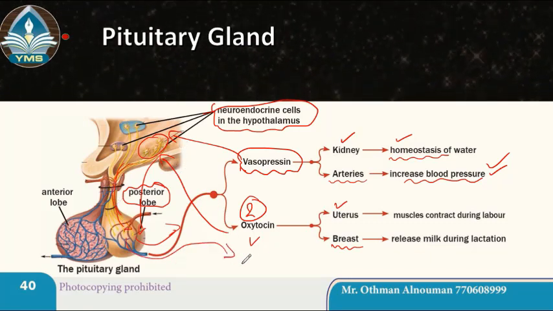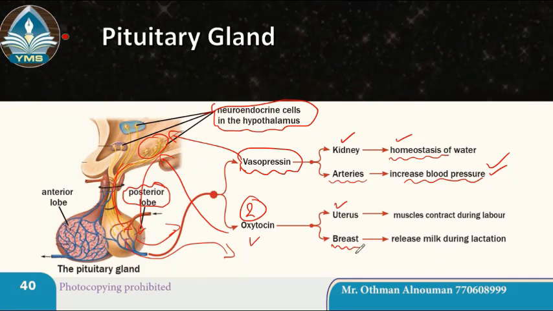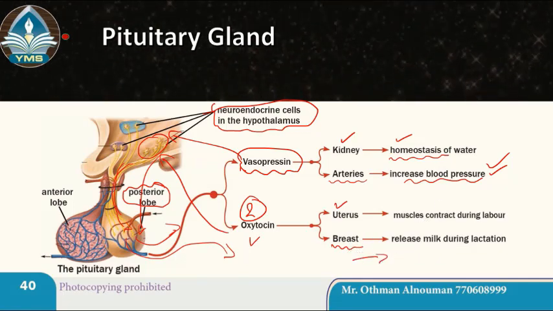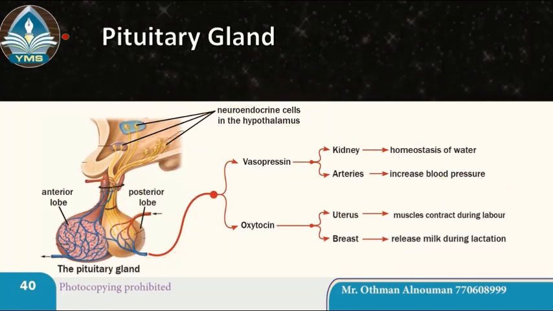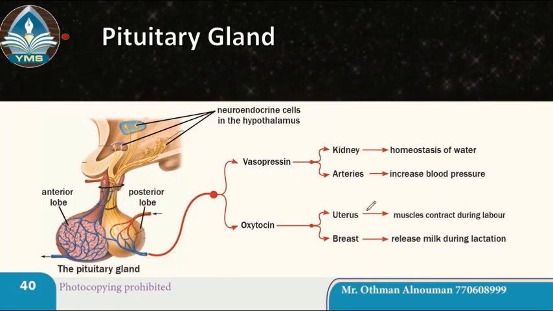This hormone is going to go to the breast of the female to make the milk release, to release the milk. So these are the two hormones, and this is what they do.